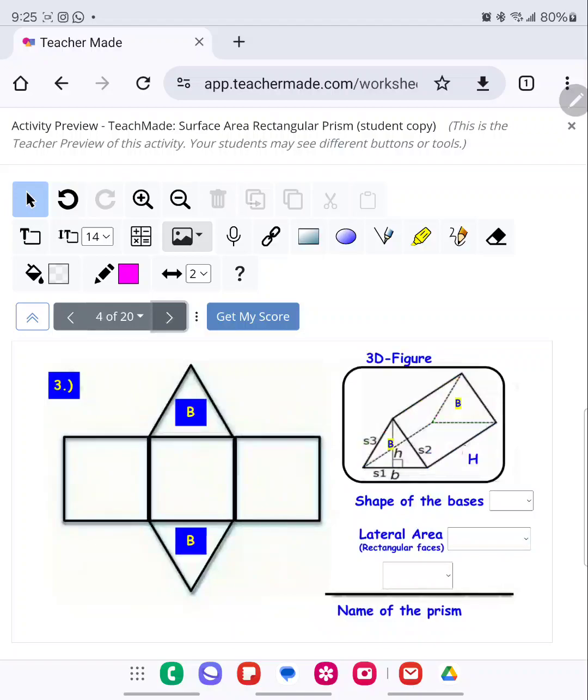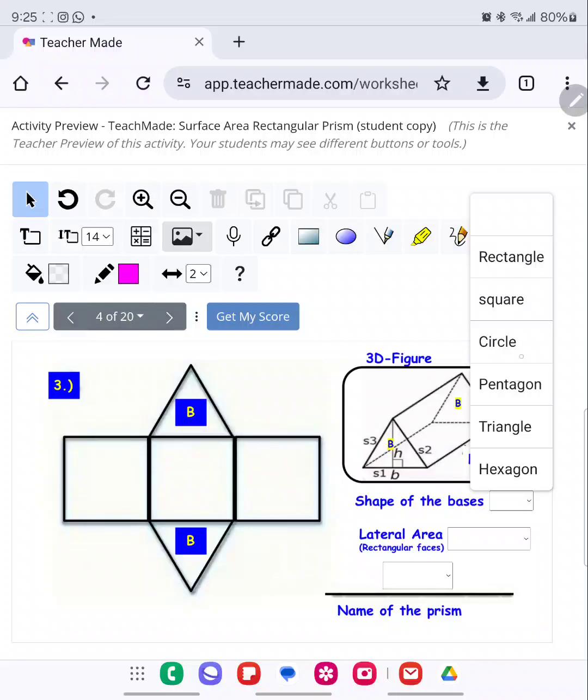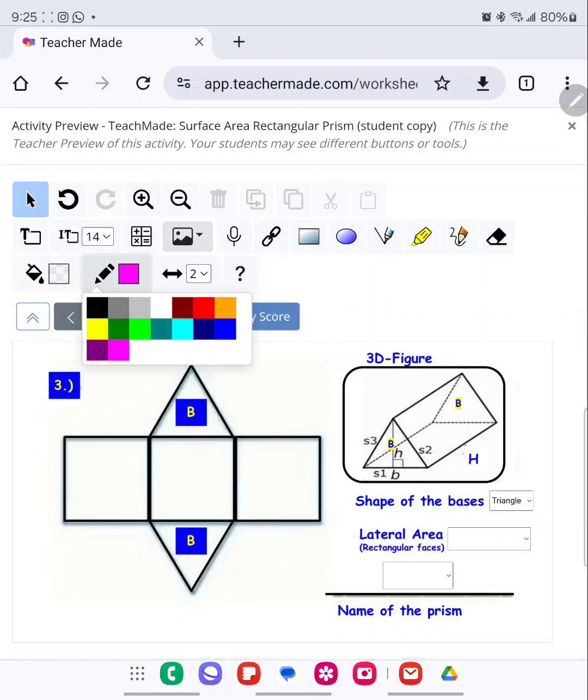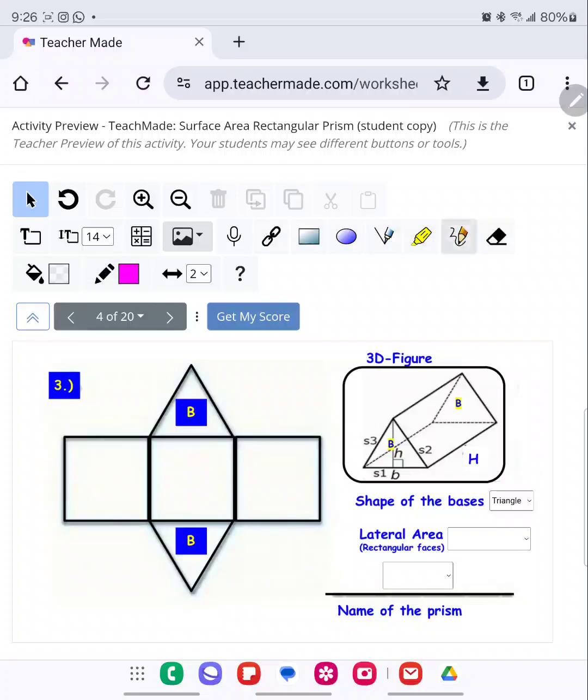So on number 3 right here, we can see that the bases are going to be triangles. So the shape of the base is a triangle. Go ahead and put that answer right there. Now, if you notice, you have your two bases already. So these are the bases. Then the lateral areas are going to be these. These are your L's.